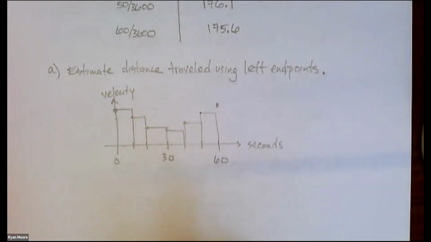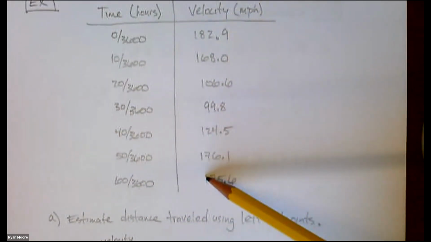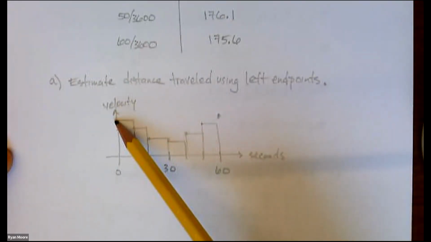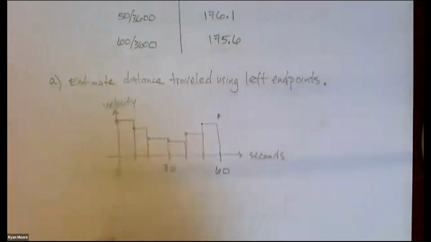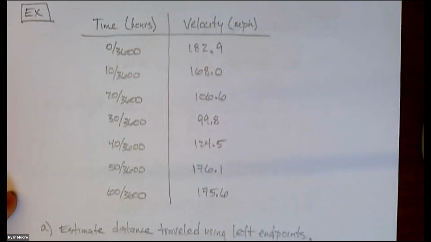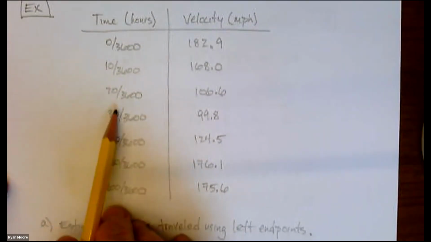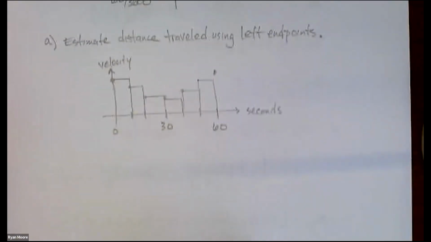So if we find all of these areas, we got it. How can we do that? Well, I don't have a function, but I already know what the heights are. The height of that first rectangle is 182.9. I don't have to plug anything in. I already know it. And I know the width. These are in seconds, but the width is going to be 10 over 3600. In fact, the width for each rectangle is 10 over 3600 every single time.